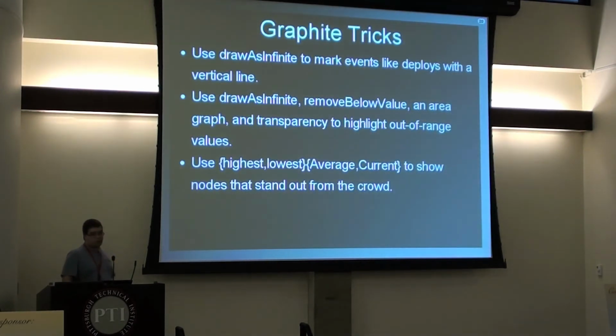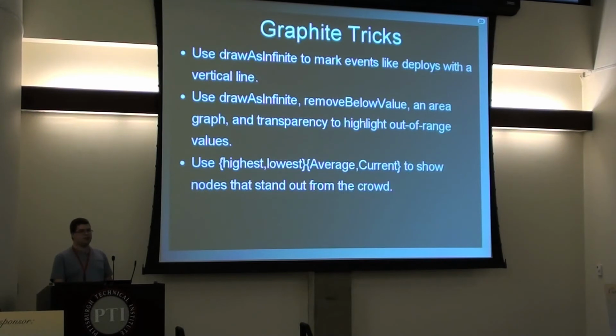I wanted to show off a few cool tricks that you can do with Graphite to make these stats more useful. Draw as infinite is cool. Draw as infinite says any time that there is no value, then there's nothing drawn. But if there is a value, then it's going to draw from the bottom to the top of the screen.